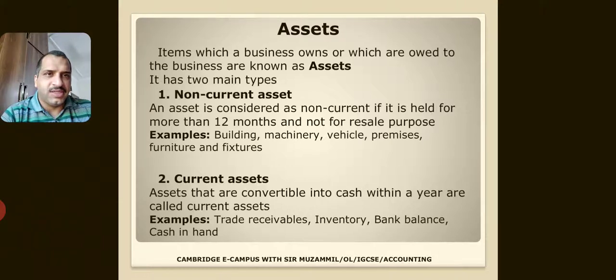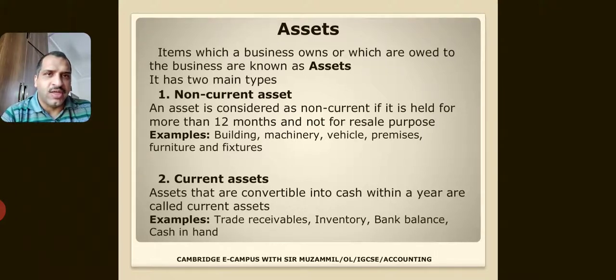It means these are those physical things that the business owns, which the business will use to run, or which are owed. Owed means the business has bought from someone as a loan. So these are considered as assets. It has two types in business: non-current assets and current assets.